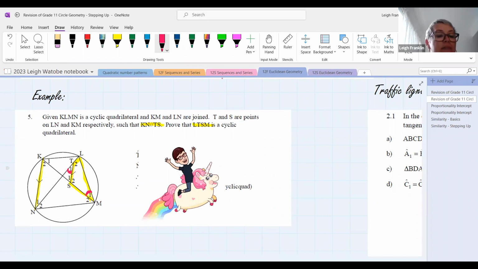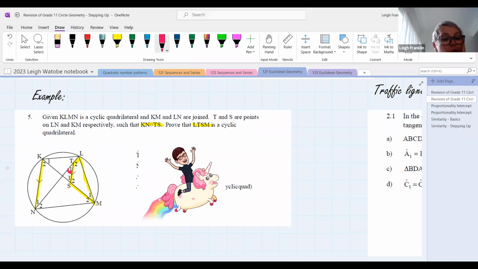So now I can't say that T1 equals M1 because LTSM is not a cyclic quad, is it? I've got to find another way of being able to prove that T1 and M1, for example, are equal to one another. So let me use the other information that I've got. I have got parallel lines. So angle T1, let's just get rid of that because we don't know that they're equal yet. Angle T1 is very definitely equal to what other angle? What other angle could T1 be equal to? There we go, quite right, N1.